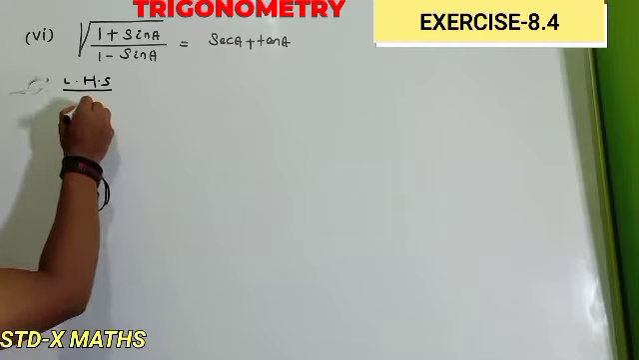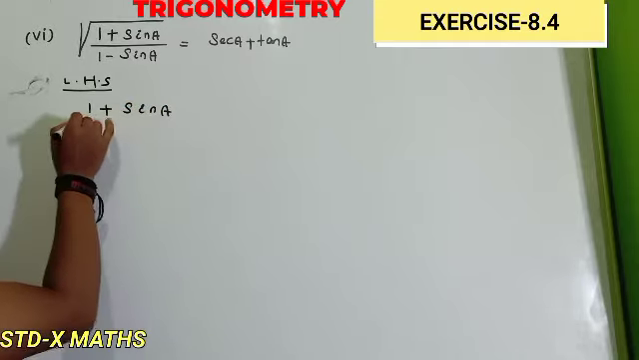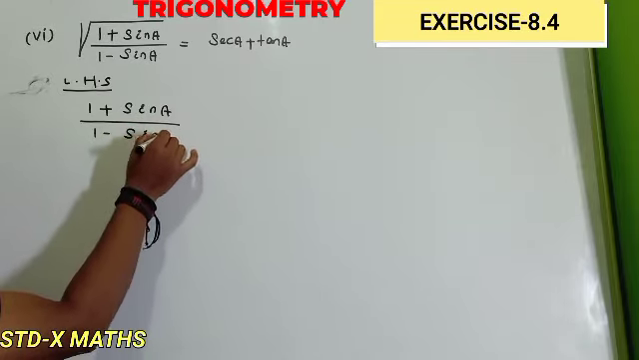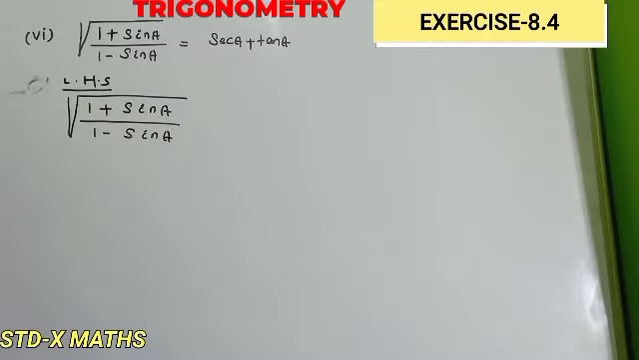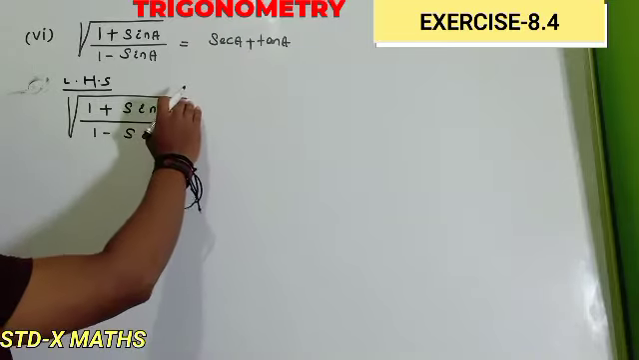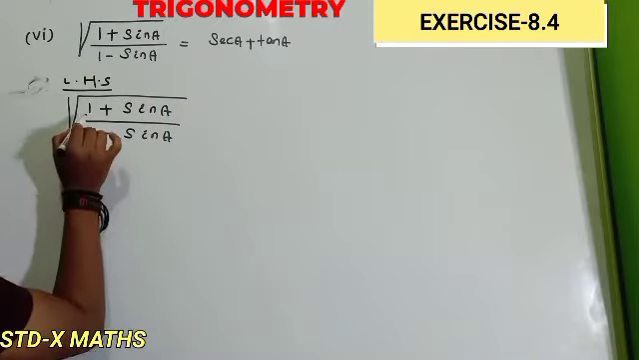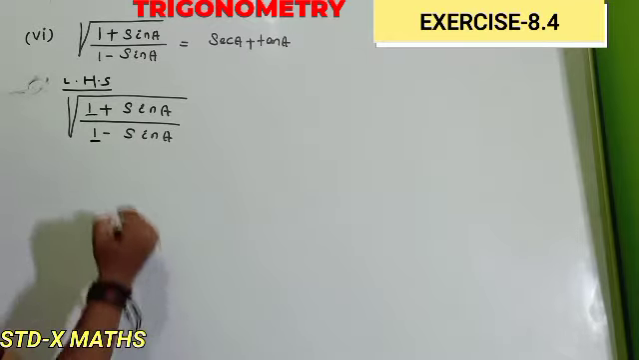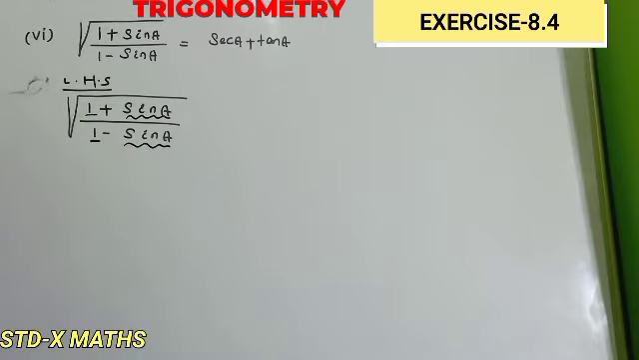First we write the square root of (1 plus sin A) divided by (1 minus sin A). As I said in my formula, whenever you get an expression in the form of a numerator and denominator, you just have to check whether the terms are equal. This term, both are equal. The second term of the numerator and the second term of the denominator are also equal.